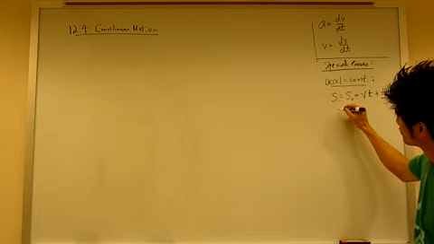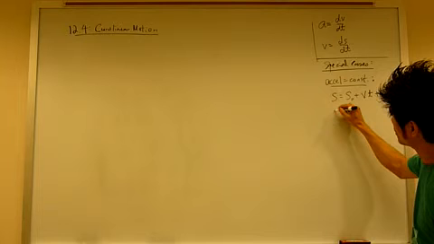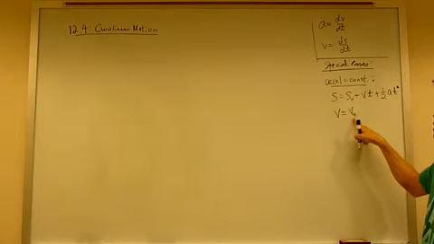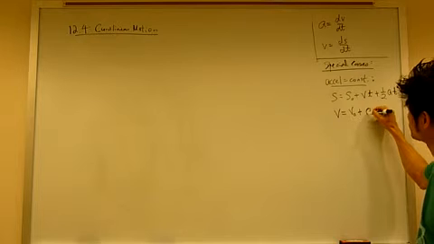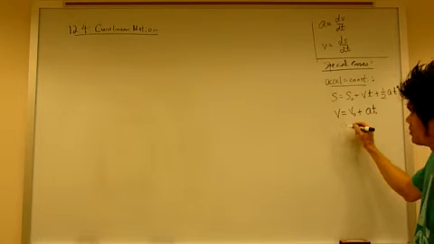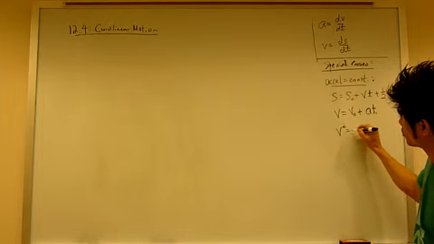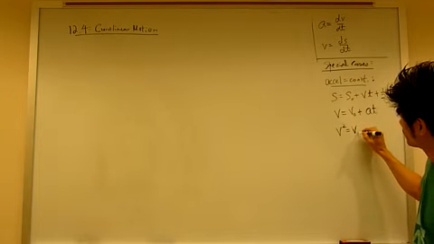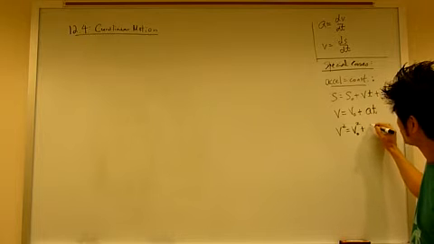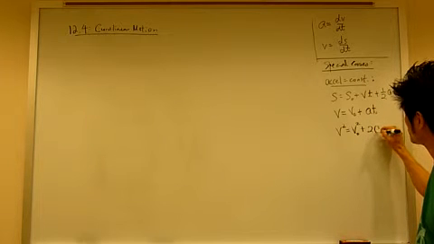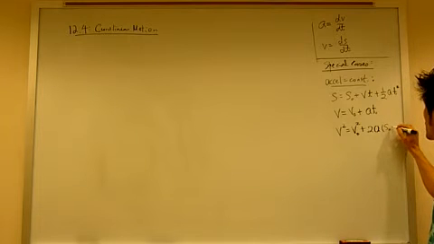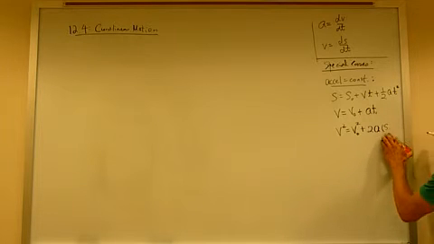The second equation that we can come up with is velocity equals initial velocity, v naught, plus acceleration times time. And the third equation is velocity squared equals v naught squared plus 2 times acceleration times change in displacement.